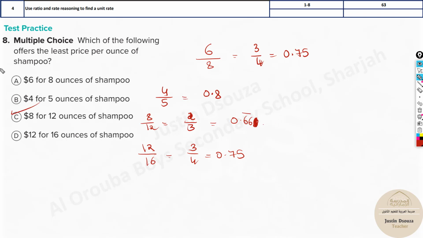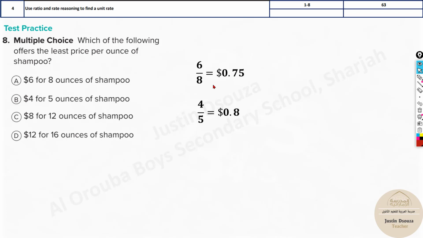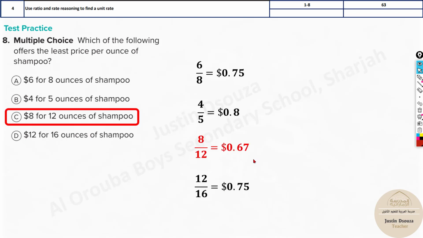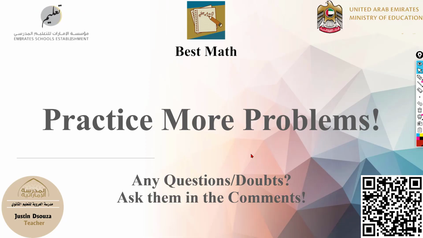0.6. So option C is the correct answer. You can see here, it's done. 6 by 8 is 0.75. 4 by 5 is 0.8. 8 by 12 is 0.67, because it goes on 666, so we can write 0.67. And 12 by 16 is again 0.75. So option C is the correct answer. That's the lowest price. Please try practicing more problems. Please be thorough with the division and multiplication of fractions.